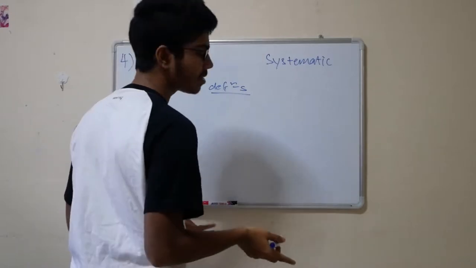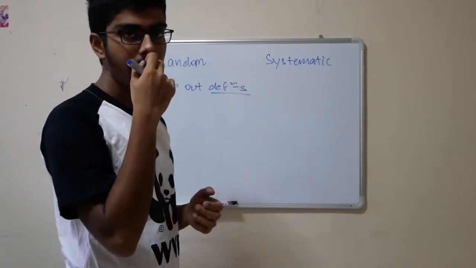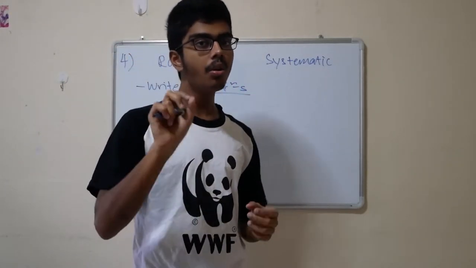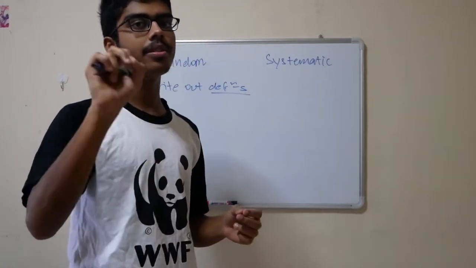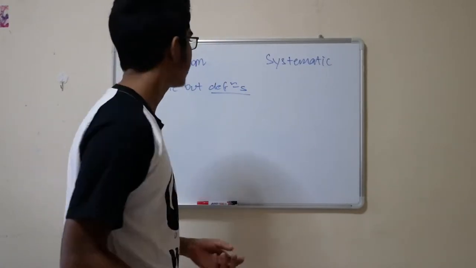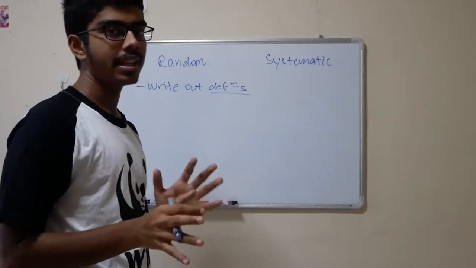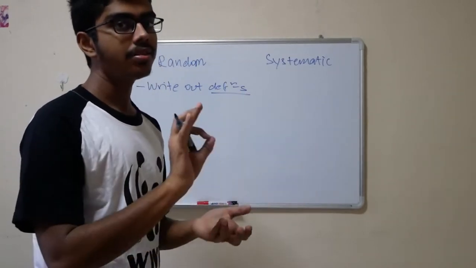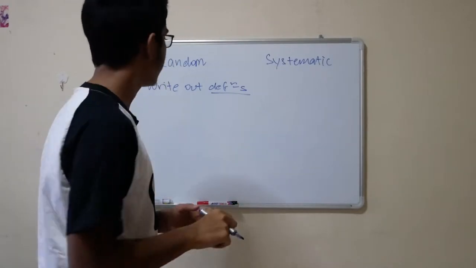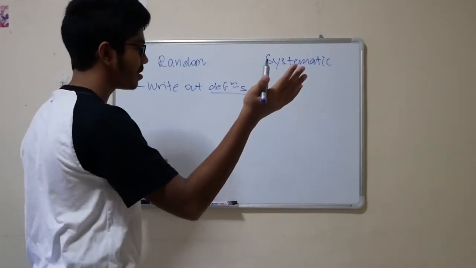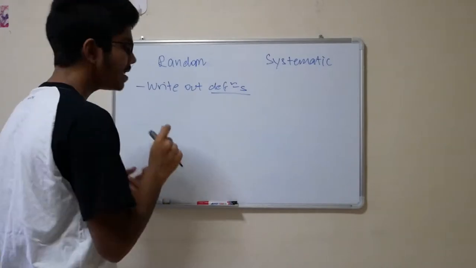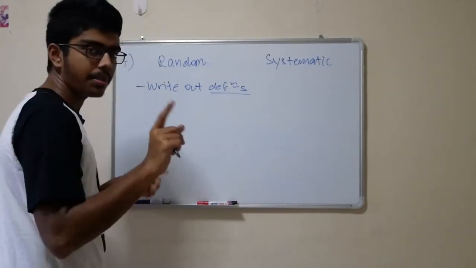Write out the definitions. What is a systematic error? Systematic error results in all readings lying below or above the accepted true value. Random error results in a scattering of readings about the true value or the accepted value. So you can just write out the definitions and hopefully they'll give you 1 mark. But this is not what the video is for. I'll help you distinguish them.